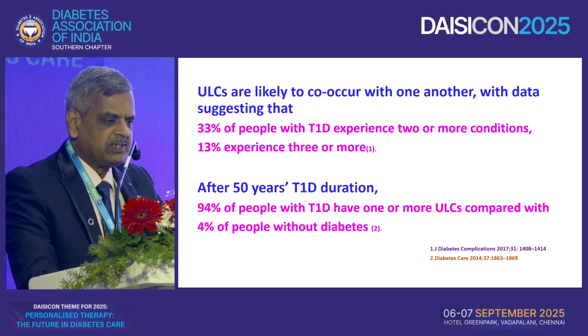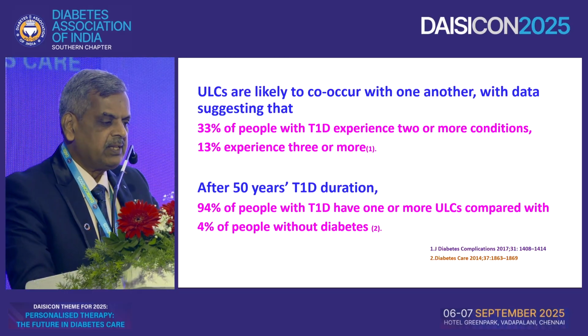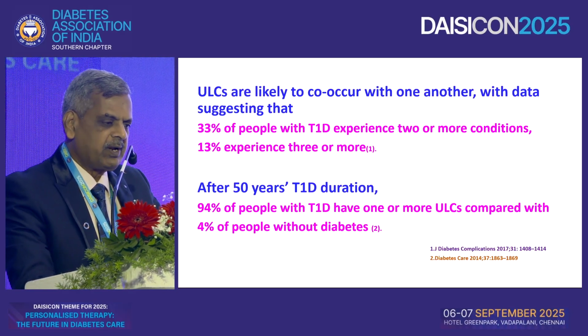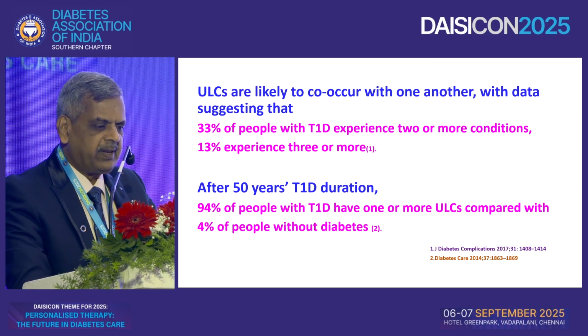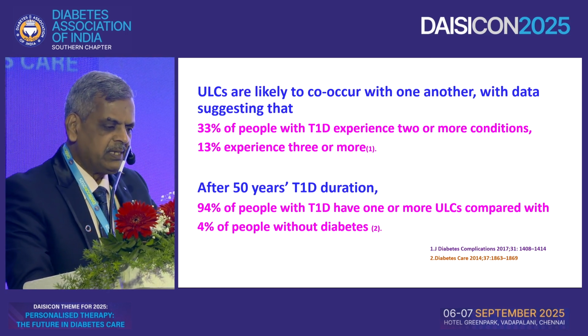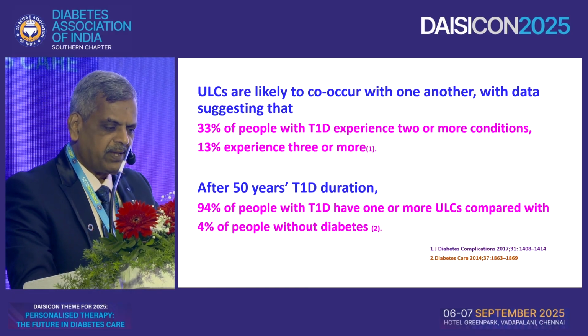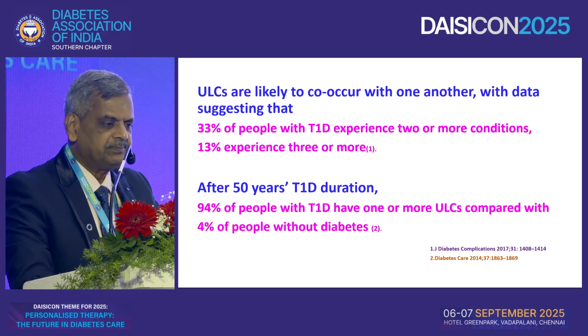Upper limb complications are likely to co-occur with one another, with the data suggesting 33% of people with type 1 diabetes experience 2 or more conditions, and 13% experience 3 or more conditions. After 50 years of type 1 diabetes, 94% of the people with type 1 diabetes have one or more upper limb complications, compared with 4% in those without diabetes.